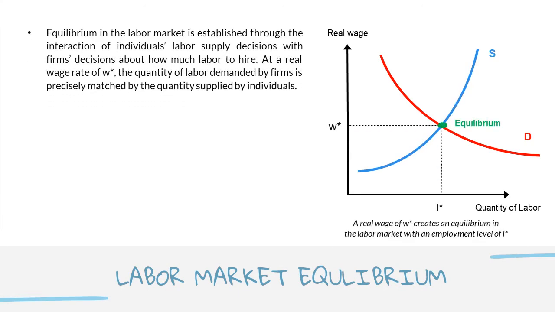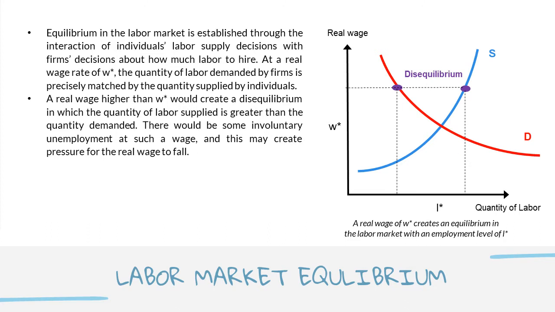Equilibrium in the labor market is stabilized through the interaction of individual labor supply decisions with firms' decisions about how much labor to hire. At the real wage rate of W, the quantity of labor demanded by firms is precisely matched by the quantity supplied by individuals. A real wage higher than W will create a disequilibrium in which the quantity of labor supplied is greater than the quantity demanded.